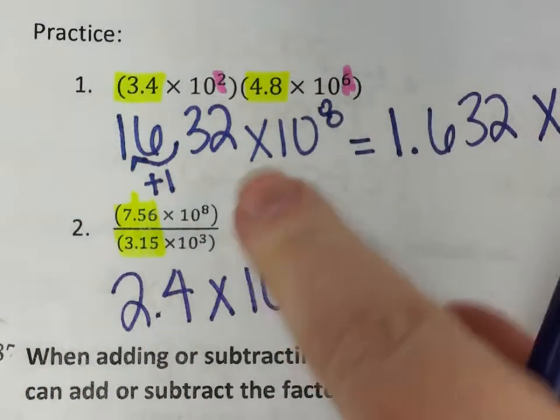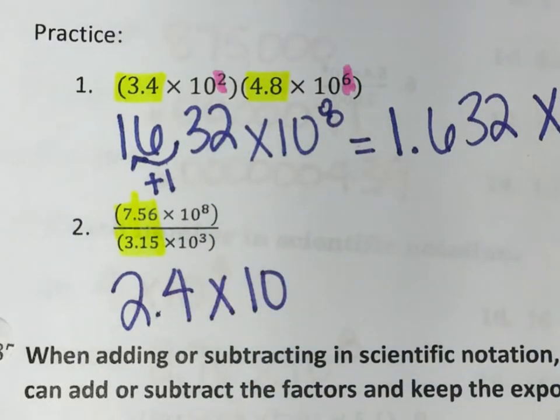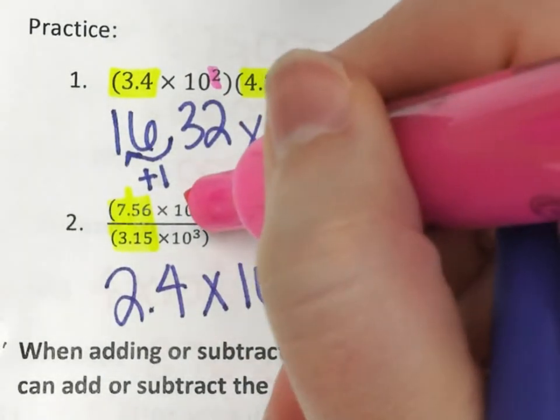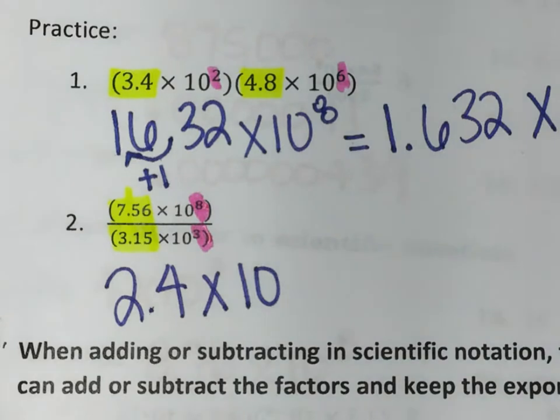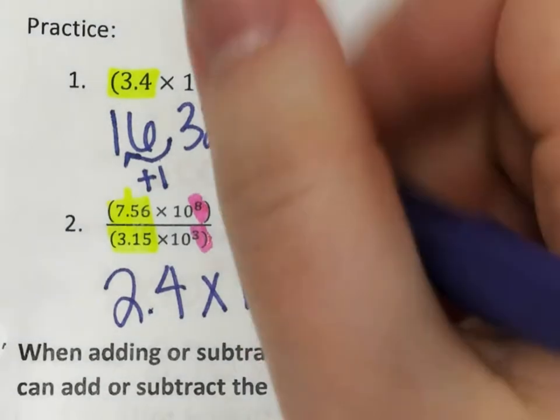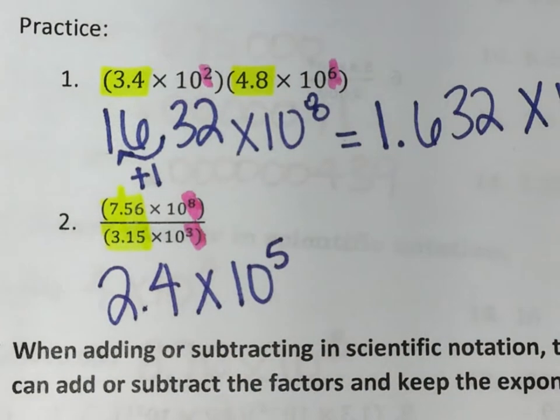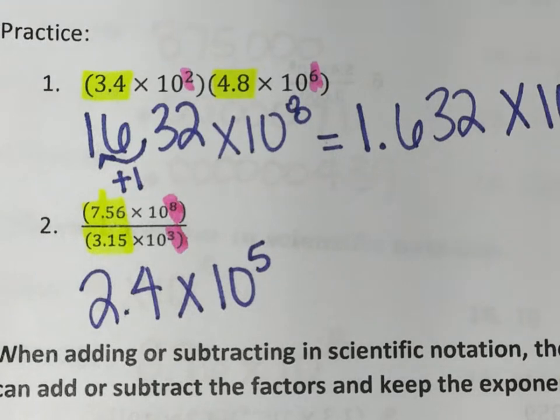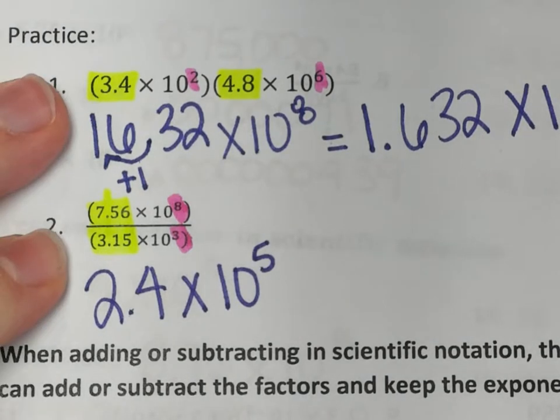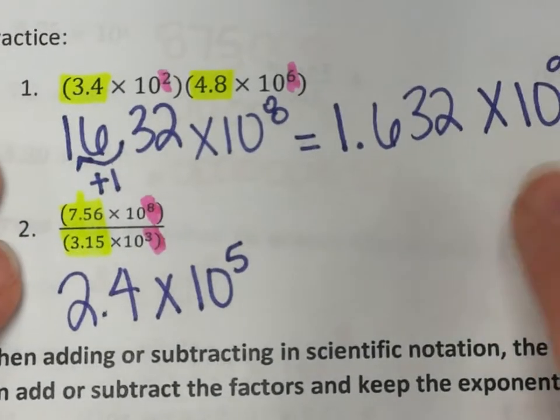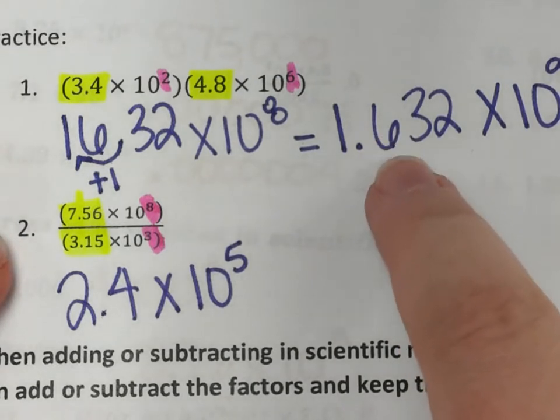times 10. And then what do I do with those exponents? Subtract. Remember, when it's division, we subtract them. 8 minus 3 is positive 5. Very good. Any questions on either of these? Do y'all understand why we had to do this extra step right here? Yes. Okay.